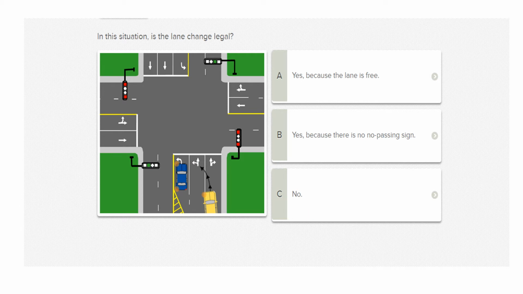And in our next question, we have a picture in which a yellow car is about to cross a solid line. In this situation, is the line change legal? We have options: Option A, yes, because the lane is free. Option B, yes, because there is no passing sign. Option C, no.